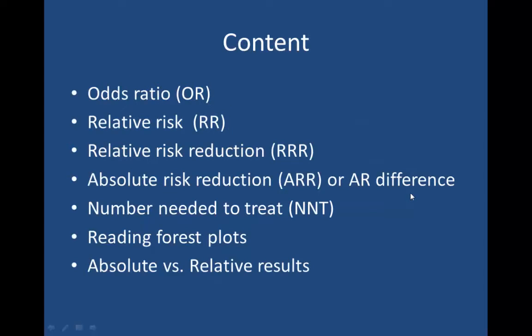So, this lecture will be discussing odds ratios, relative risk reduction, absolute risk reduction or absolute risk difference, number needed to treat. I will discuss how to read forest plots, and I will discuss absolute versus relative results. So without further ado, let's get started with this alphabet soup.